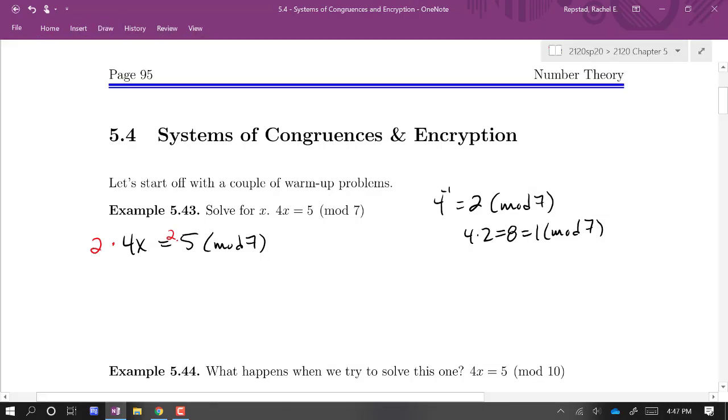On the left side, 2 times 4x would give us 8x, but we know that's just x, right? We chose 2 because it is the multiplicative inverse of 4. And the right side is 10 mod 7. Now we're just going to reduce mod 7 and get 3.